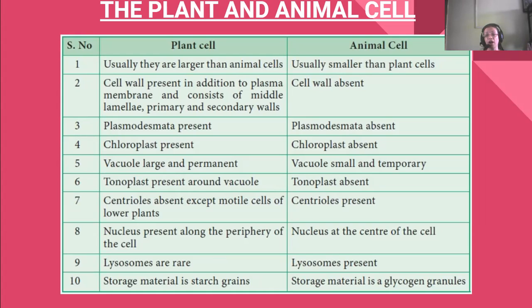Due to the presence of the large vacuole, the nucleus is shifted towards one periphery of the cell. But in animal cells, the nucleus is present at the center of the cell. Lysosomes are rare in plant cells, but in animal cells, they are present in large amounts. Then the storage material: in plant cells, the food which they manufacture is stored as starch grains. But in animal cells, the storage material is glycogen granules. The food which animals take is stored in the form of glycogen granules.